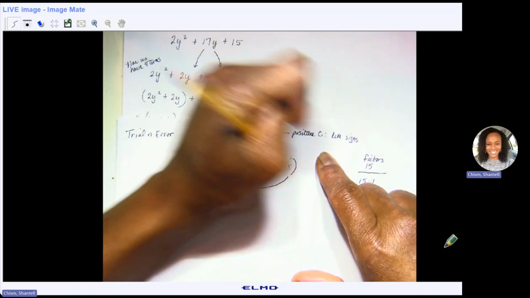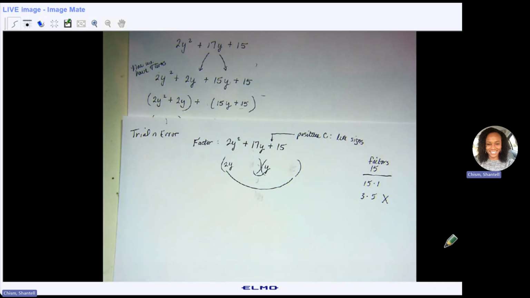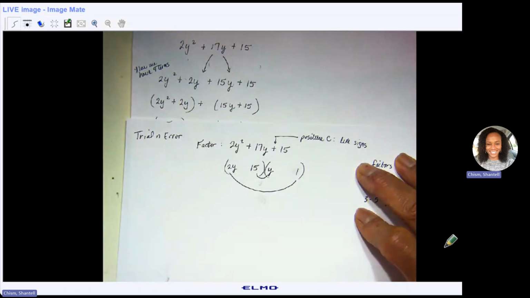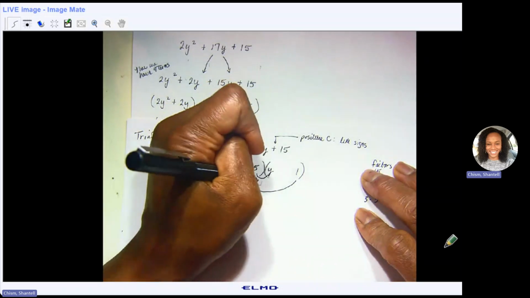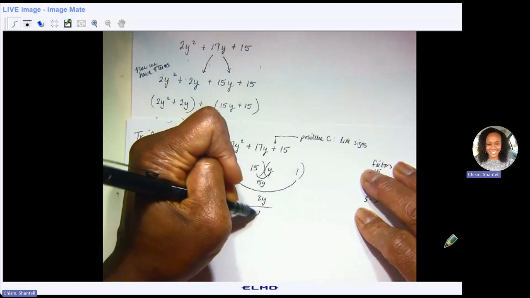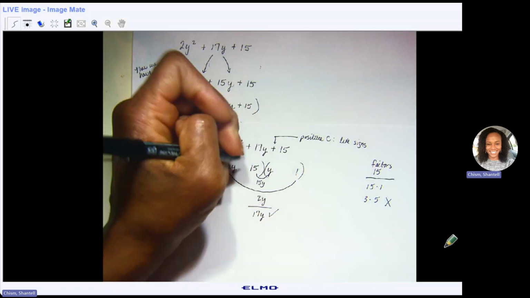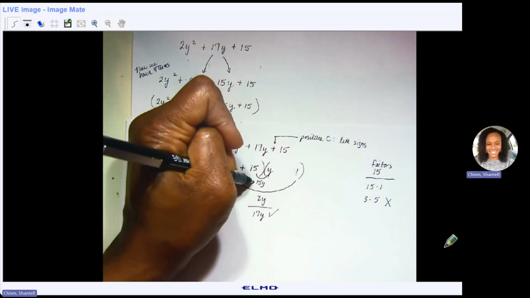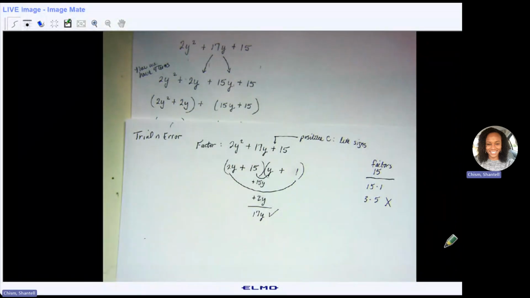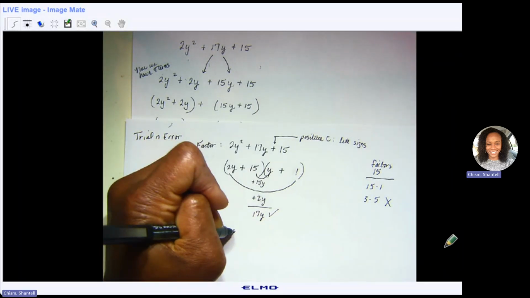Let's erase that, and let's see if I switch them, what happens. Because I already know it's got to be 1 and 15, because the 3 and the 5 is not big enough to give me 17. So let's try this time placing the 15 here and the 1 here. That gives me 15y. This gives me 2y. And together, 15 plus 2 is 17y. So I have the factorization right, and I have like signs, and they're both positive. Positive 15y, positive 2y. When I place the 1 there, I get 2y, gives me that 17y. So my factorization is 2y plus 15 times y plus 1. Okay?